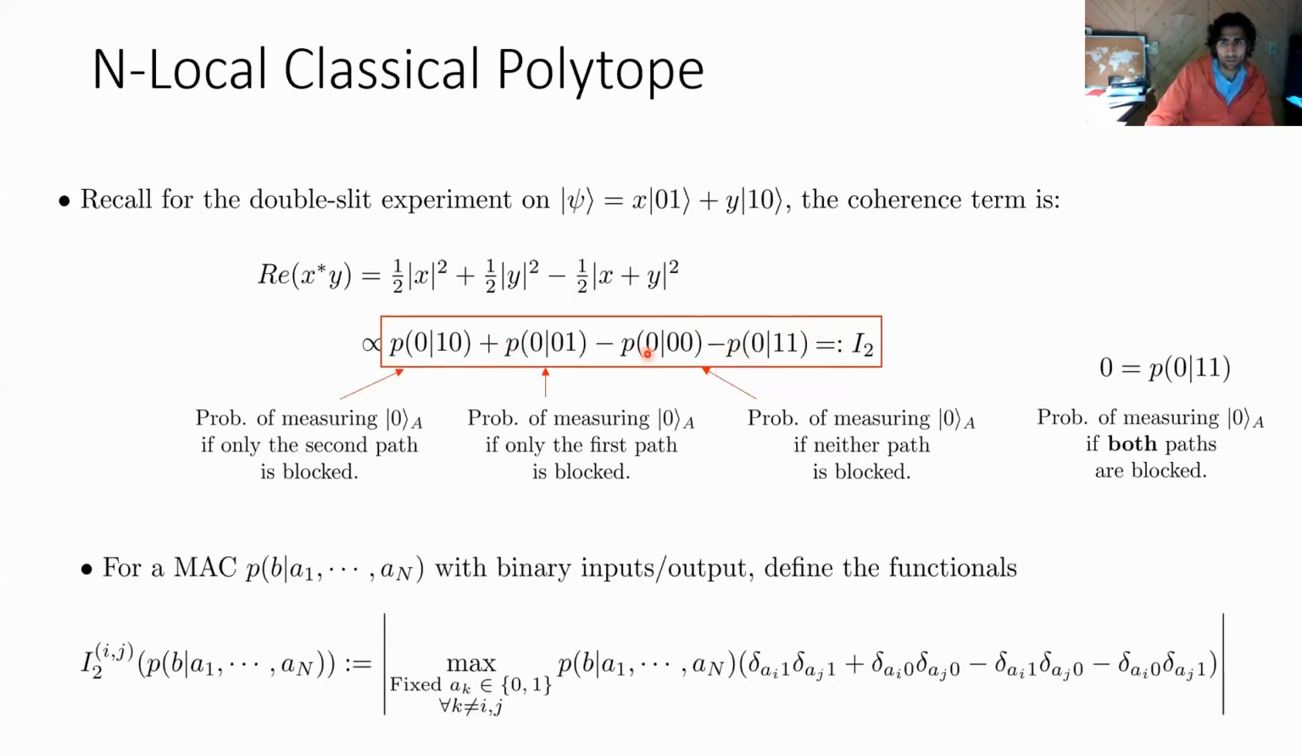And so what we do is we first generalize this I2. This was for 2 inputs, 2 outputs. Now we can do a similar generalization, basically considering any 2 parties. We look at this particular linear combination for any set of outputs. And okay, so that's how we define it.